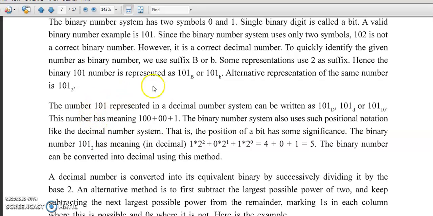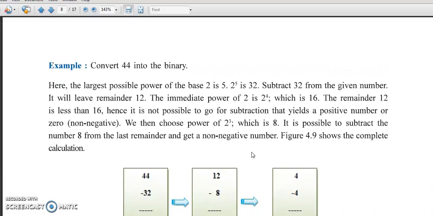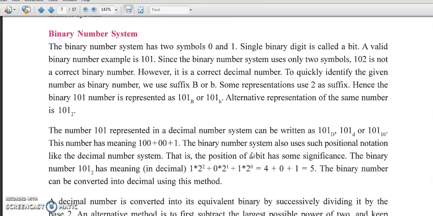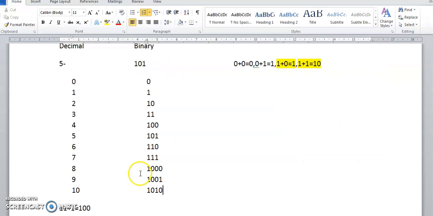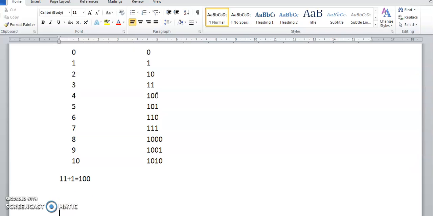See, the 101 can be represented in the decimal number system. Here they simply explain what the binary number system is. We learned the base of the decimal number system is 10, right? Same way, the base of the binary number system is 2. Why 2? Because there are only 2 digits.